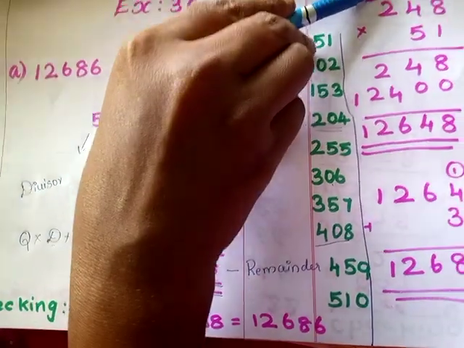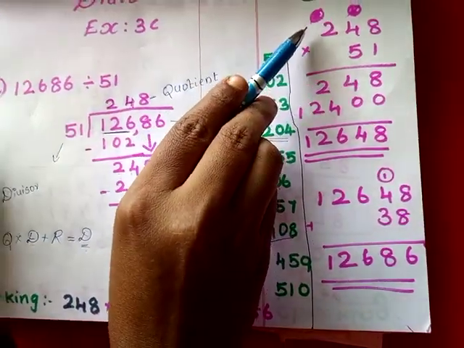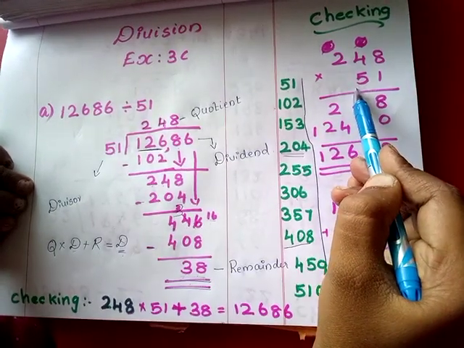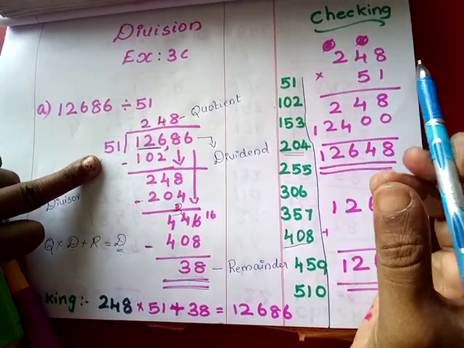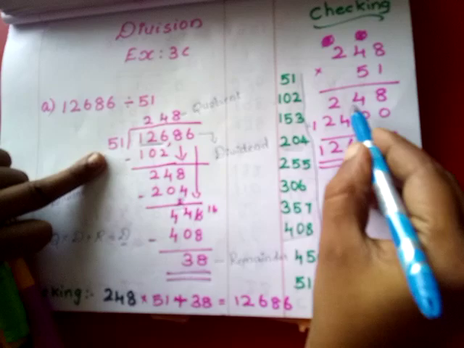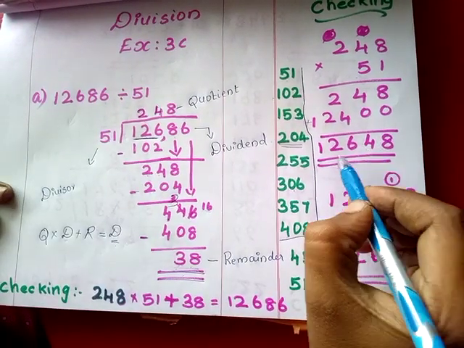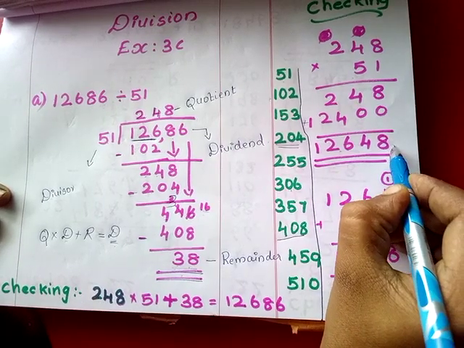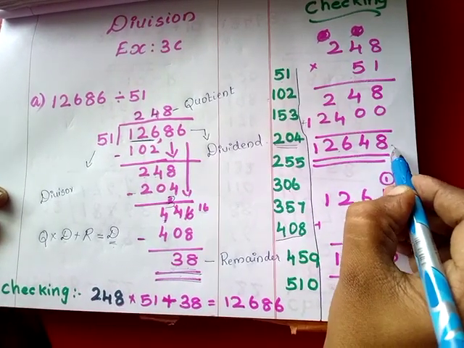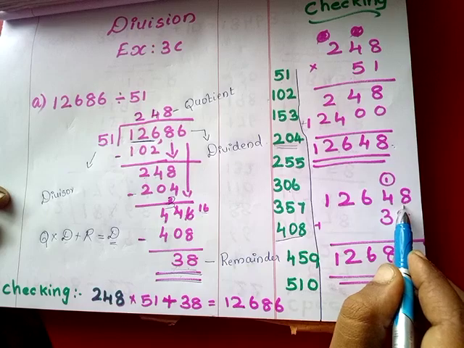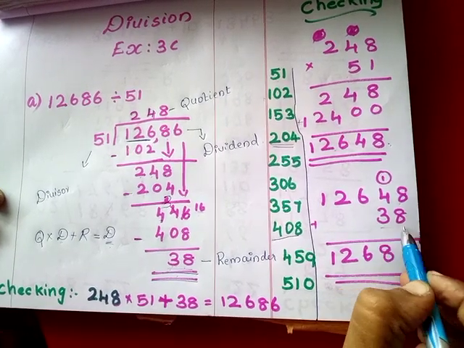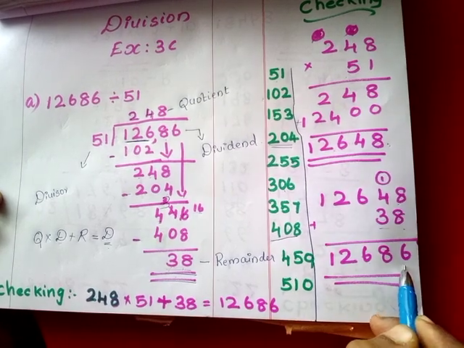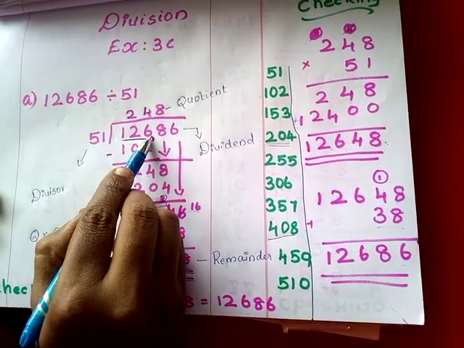So here I have done the checking process. Here, what is my quotient? 248. 248 I have multiplied by 51, my divisor. You do your usual multiplication steps, and I got the answer as 12,648. To this 12,648 you have to add your remainder. So this is after multiplication I got. I have added my remainder 38 to that and I got 12,686, and that is my dividend.